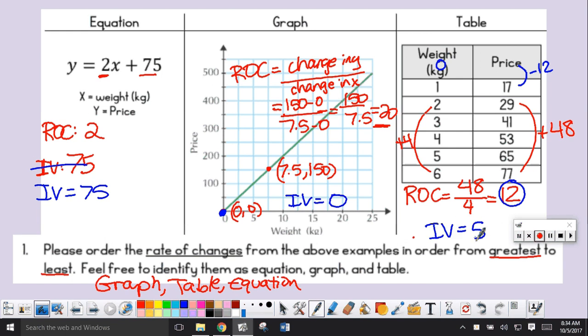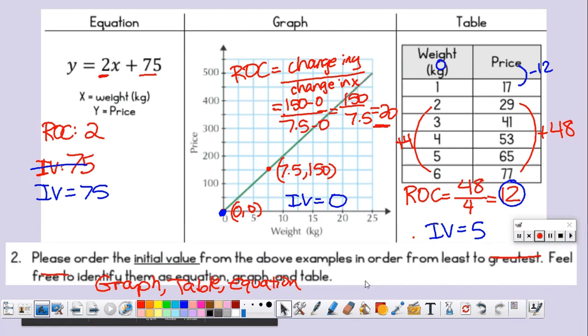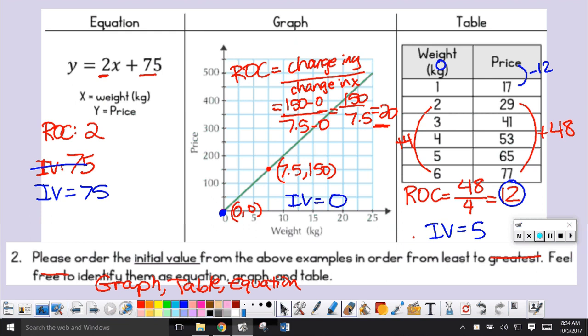So that means on the next question, when I ask for the initial value, okay, I ask for the initial value from least to greatest this time. Now I'm going to put them in order from least to greatest.